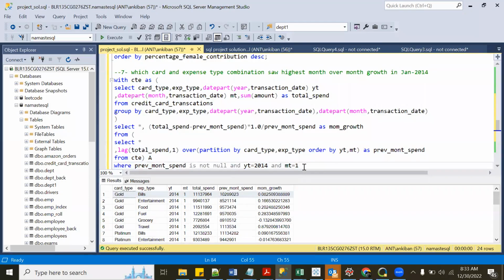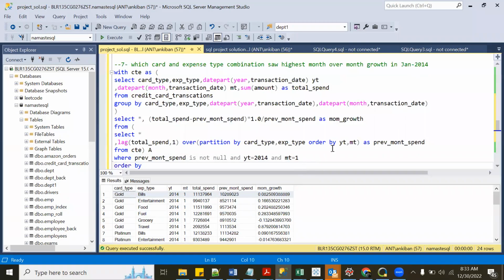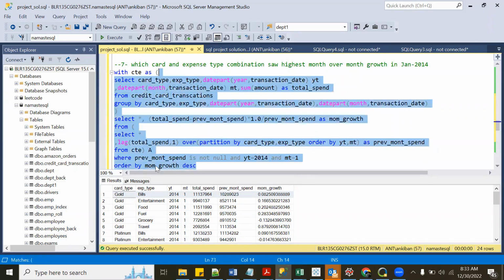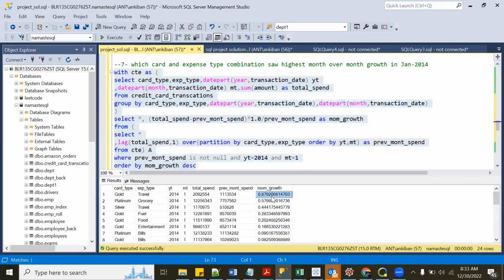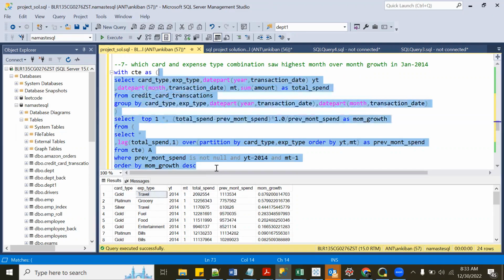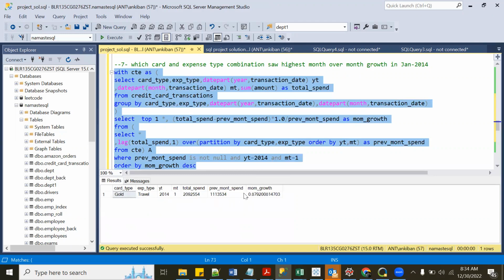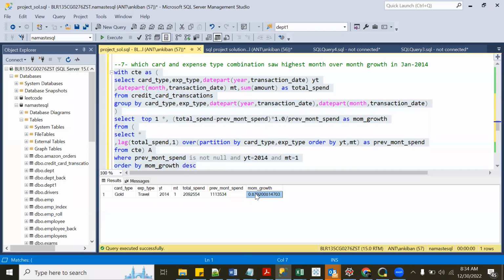So I can say order by month-over-month growth descending, and I can get top one. So let me run this, and then I will run top one. So this has seen 87% growth month-on-month, gold and travel. So I'll just say, give me top one, and I will get gold and travel. It is 87% month-over-month growth.